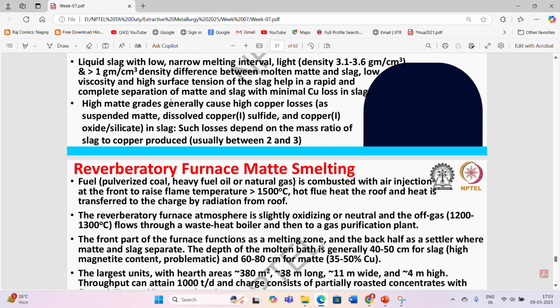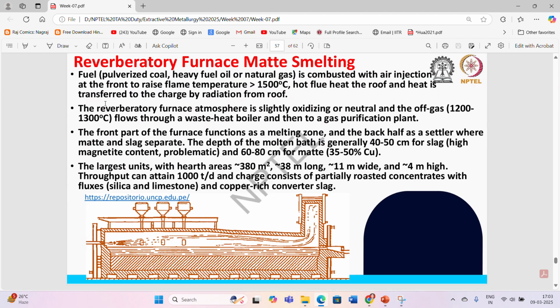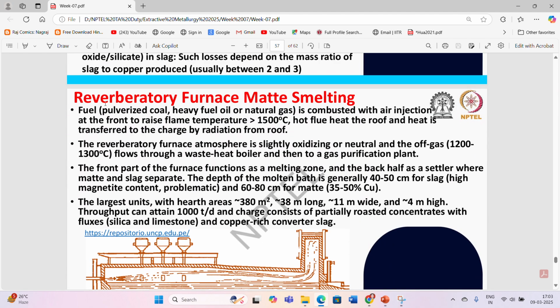High matte grades generally cause high copper losses as suspended matte, dissolved copper sulfide, and copper oxide silicate in slag. Such losses depend on the mass ratio of slag to copper produced, usually between 2 and 3. For the matte smelting process, we generally use a reverberatory furnace.